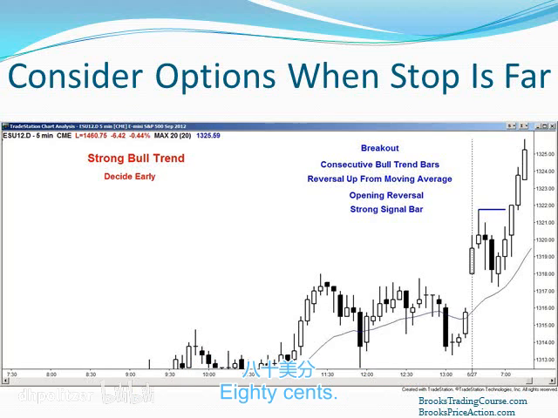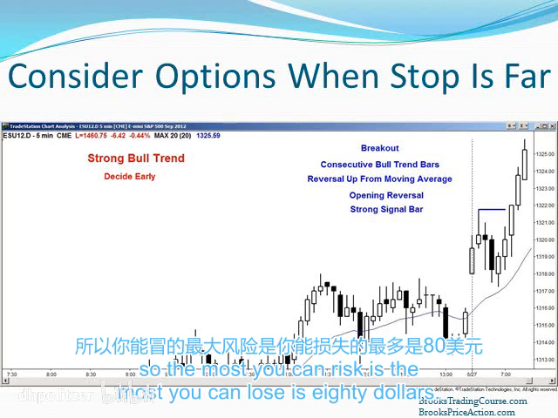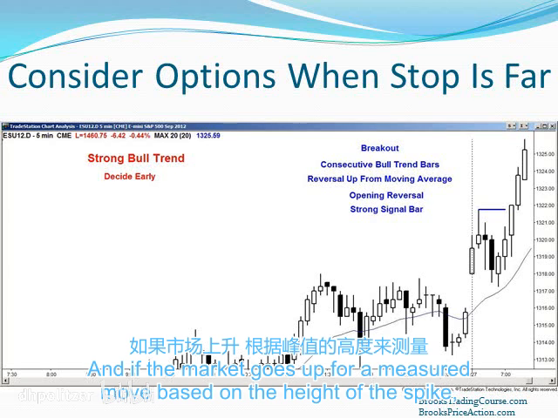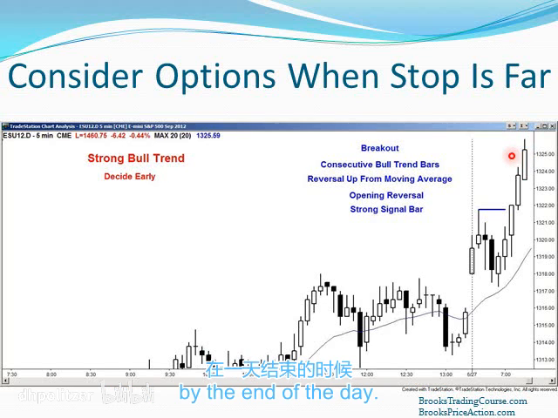Let's say you bought a weekly call and it cost 80 cents. The most you can lose is 80 cents, which times 100 shares is $80. So the most you can risk is $80. And if the market goes up for a measured move based on the height of this spike, you probably will make $80 by the end of the day.